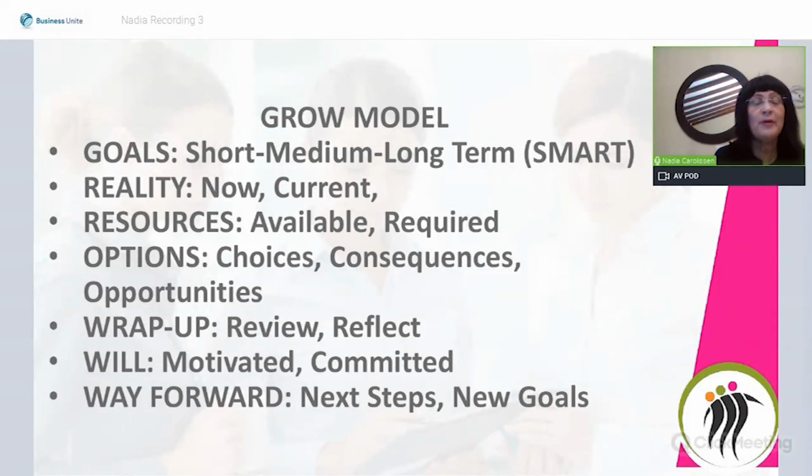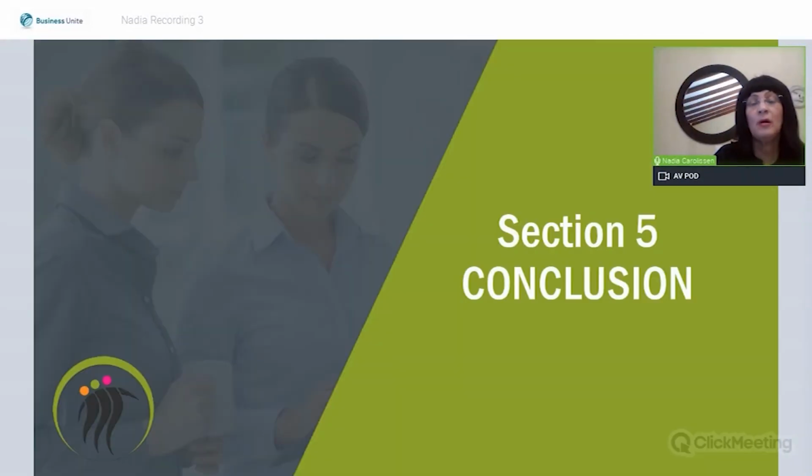Then the W, wrap up, that is review and reflect on what happened, your will, your willpower. How committed are you? Are you serious about doing this? Don't come and waste my time here. And last but not least, what is the way forward? The next steps, and if there are new goals that you want to set, that you want to start working on.